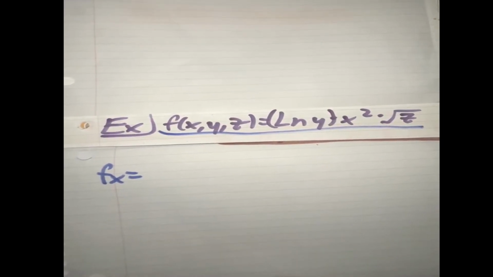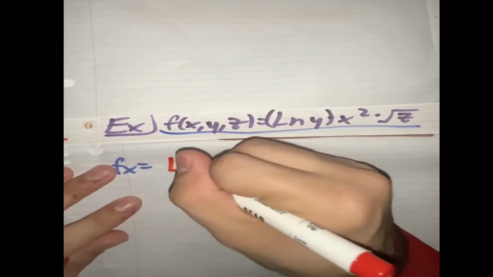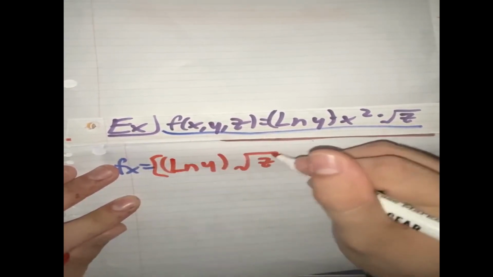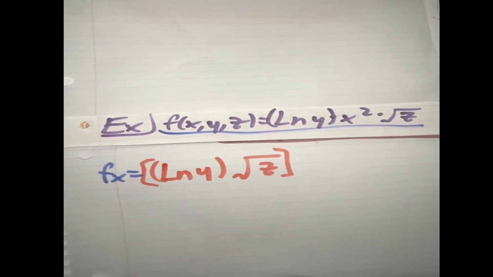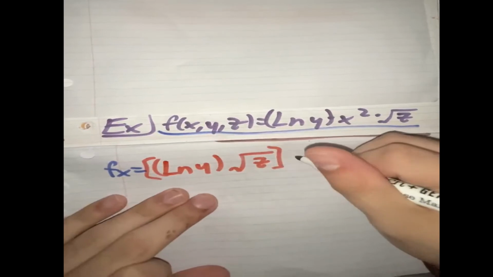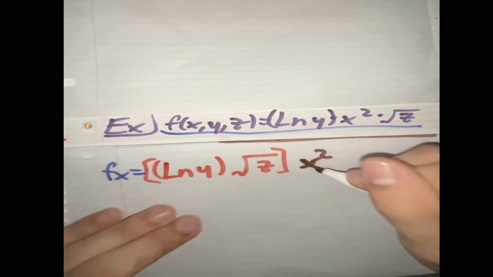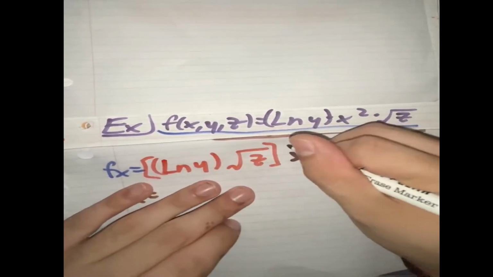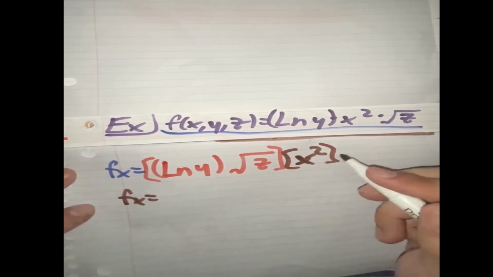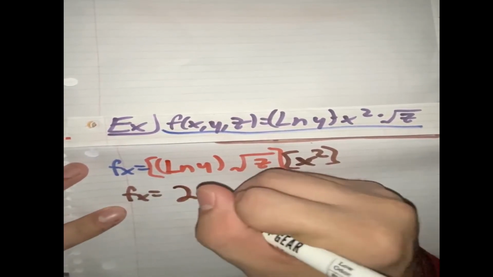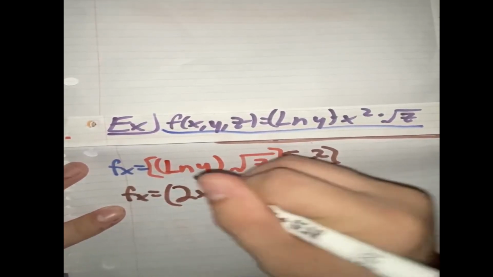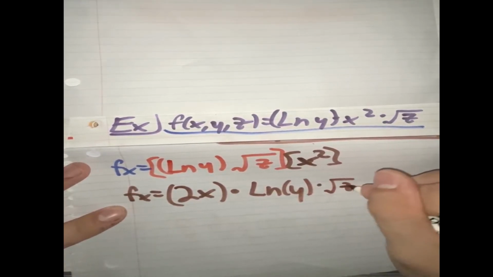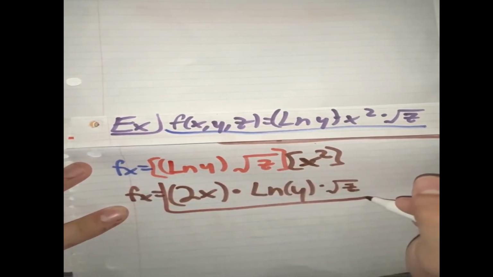So with respect to x, we treat the natural log of y times the square root of z as a constant. And we solely focus in on the x term, which is x squared. So to compute the partial derivative, we're only going to focus on the x squared. So what's the derivative of x squared? Simply just 2x times this constant that we color-coded in red. And that's our partial with respect to x.